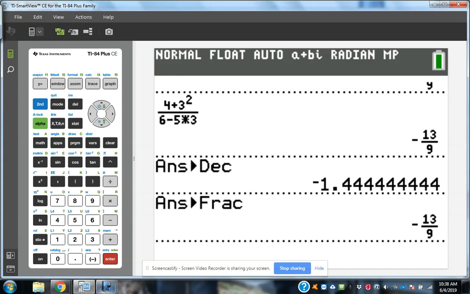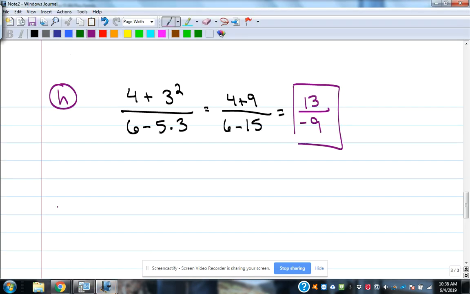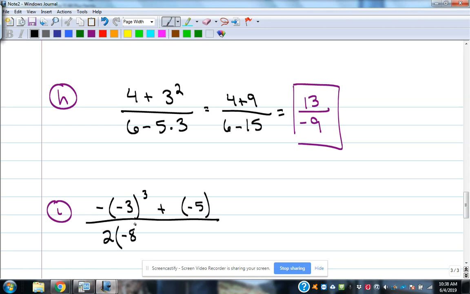Let's do one more of those. Let's say we had negative parentheses negative 3 to the third plus negative 5 over 2 parentheses negative 8 minus 5 parentheses 3.